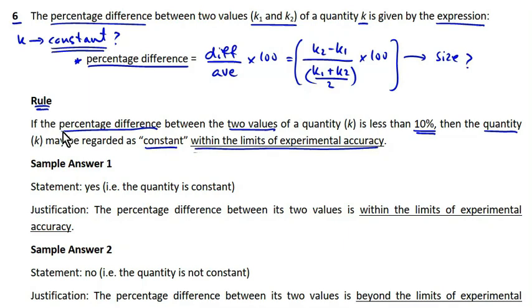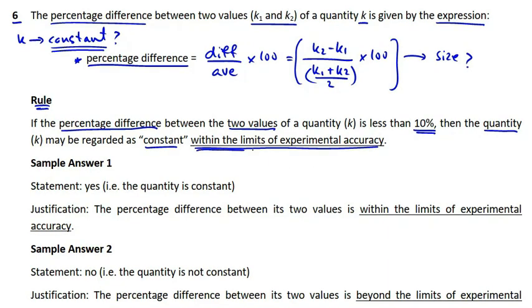Let me repeat it. If the percentage difference between the two values of a quantity is less than 10%, then the quantity may be regarded as constant within the limits of experimental accuracy. Students, this last part that says within the limits of experimental accuracy is very important and you should memorize it, because in the actual ATP paper, when answering a question, we don't state the rule as such. Rather, we state our answer like this.